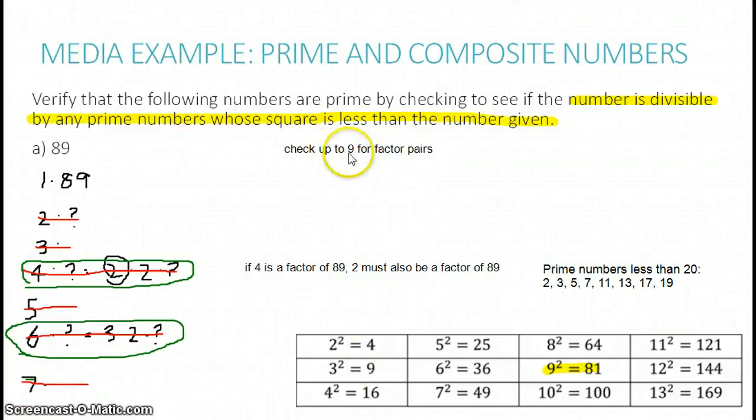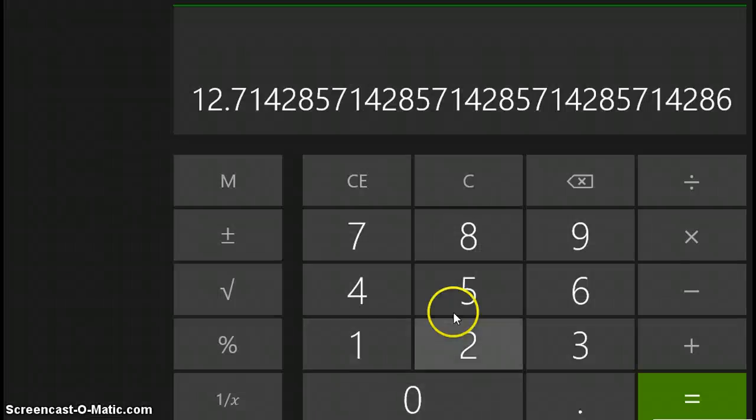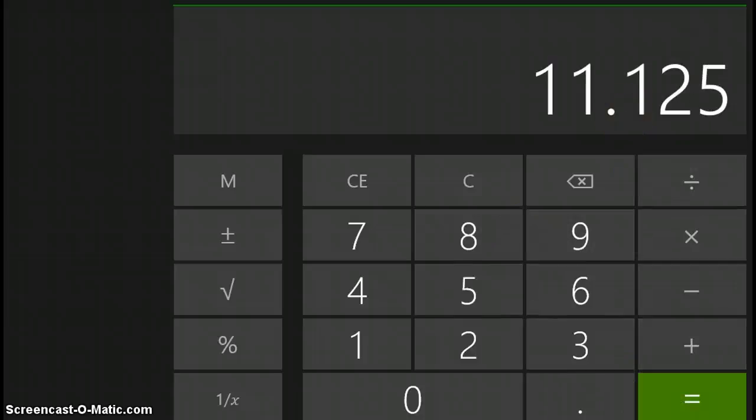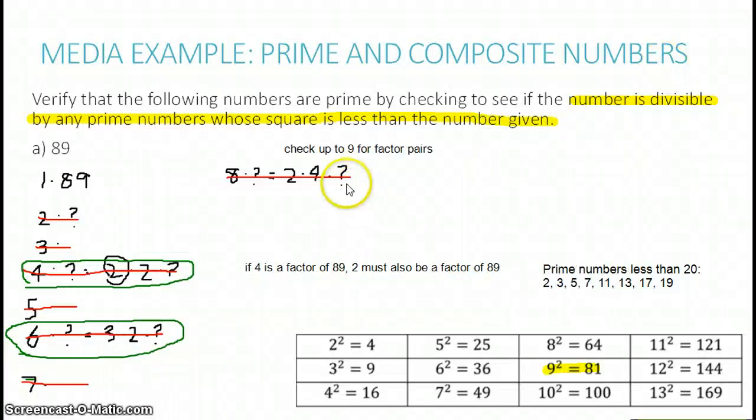Okay. Now check up to 9 for factor pairs. Now again, we could check 8, but 8 is 2 times 4, or 2 times 2 times 2. So if it was divisible by 8, it would have had to be divisible by 2 or 4, and we already saw that wasn't the case. Okay. I'm just going to verify these once. 89 divided by 8. Right. Decimal means it has a remainder, not a factor.